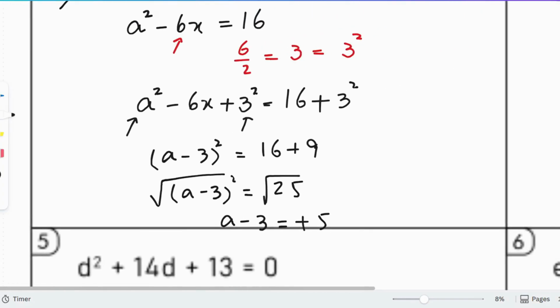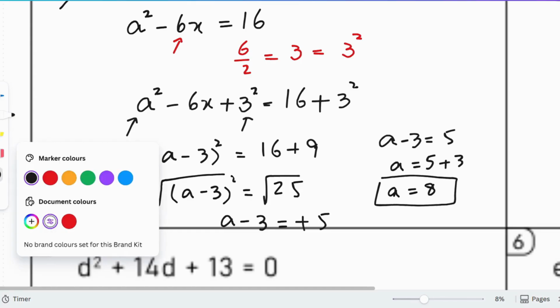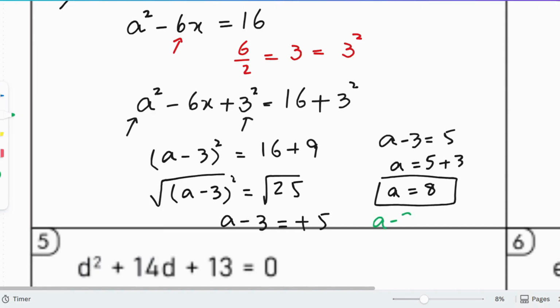One time I will put it as a minus 3 equals 5. So a is equivalent to 5 plus 3 and a equals 8, right? This is going to be the first solution. For the second solution, I will put a minus 3 equals minus 5, okay? Because one time it's going to be plus and one time it's going to be minus, right? So a is equivalent to minus 5 plus 3 and a equals minus 2. These two are the solutions, all right?